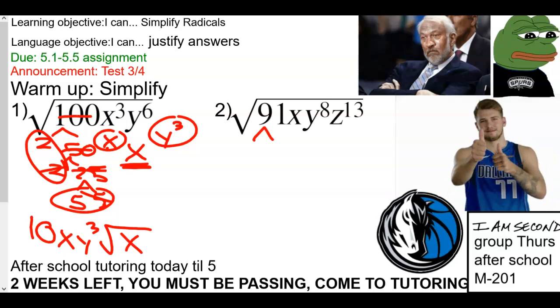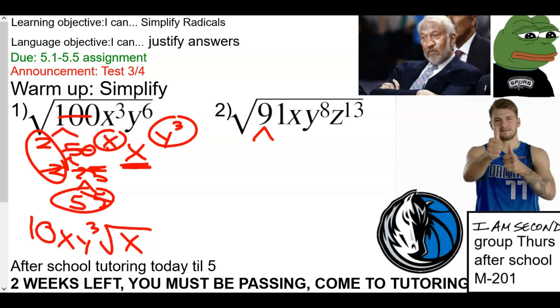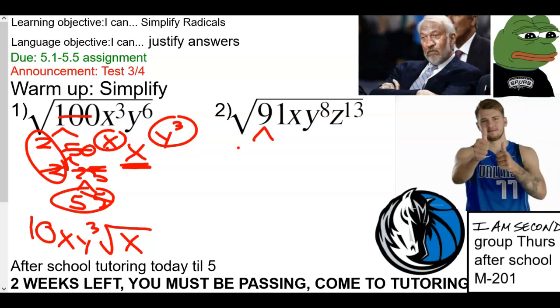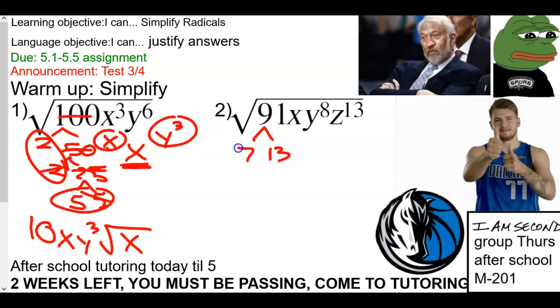Now, we're over here. 91. We said 7 times 13. Is everyone with me? Write this stuff down. So, 91 is 7 times 13. And there are no pairs with 7 and 13. They're 2 prime factors.